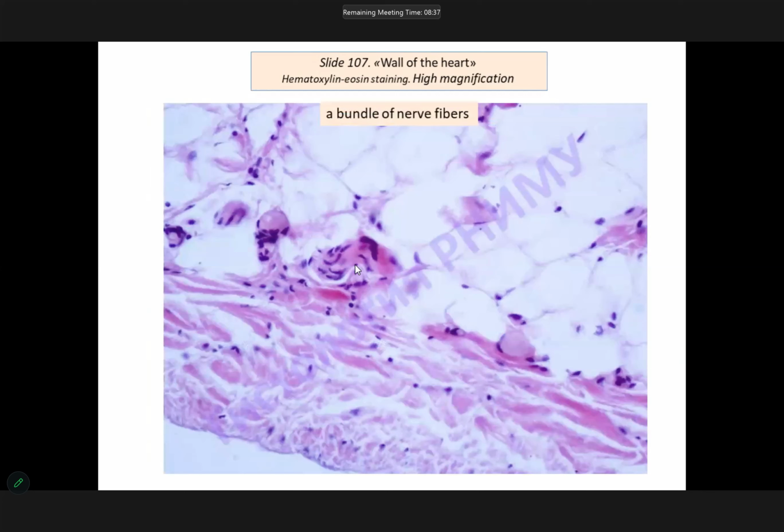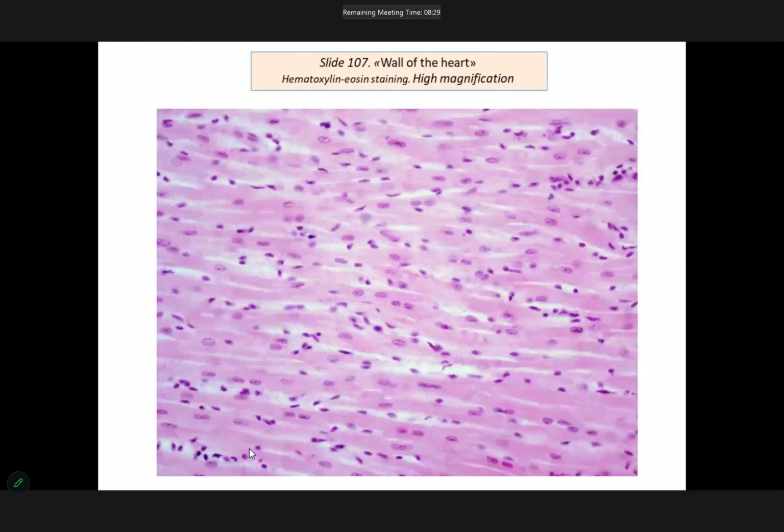Another example of a bundle of nerve fibers in epicardium, adipose tissue, loose connective tissue, and mesothelium. This is the myocardium, consisting of working cardiomyocytes.